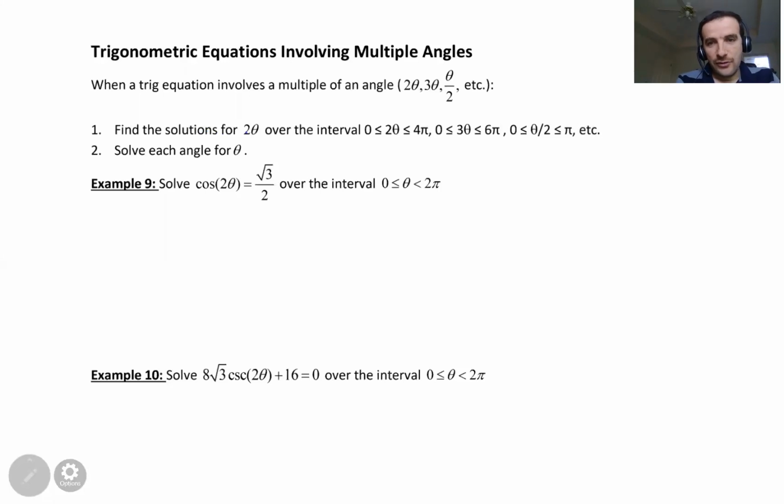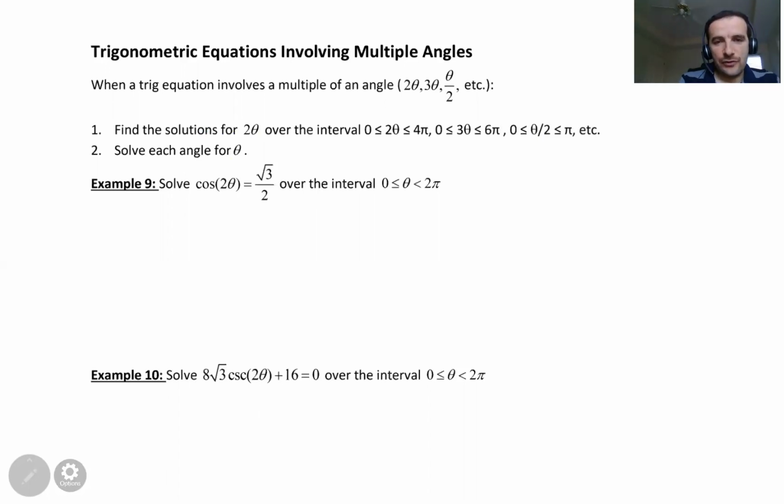We are going to, as it is summarized here, solve for, for example, if it is 2 theta, we are going to solve the equation for 2 theta, or maybe 3 theta, or maybe theta over 2. Then, after finding the solutions for 2 theta, we use that solution to solve what theta is, right? Okay. All right, let's move to the examples.